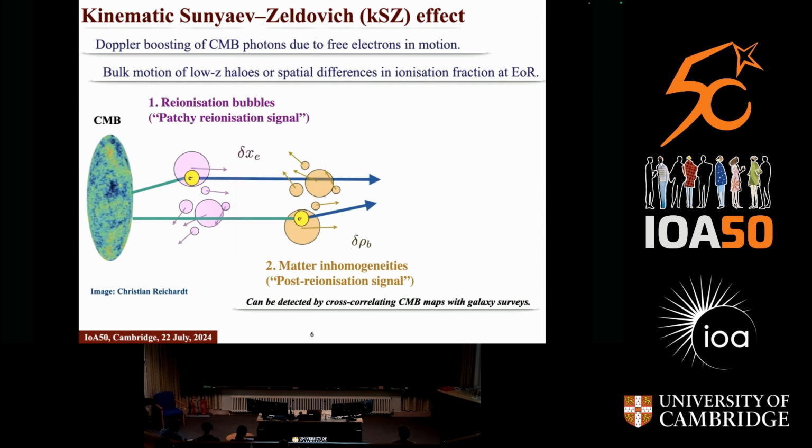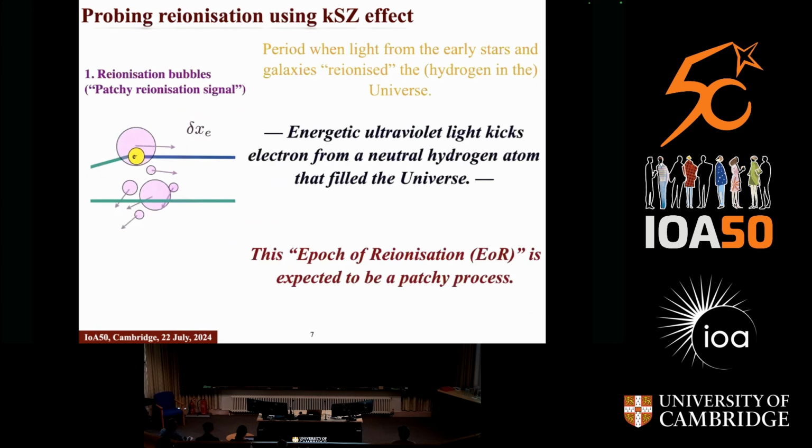This low redshift component can be easily observed by cross-correlating CMB maps with galaxy surveys. And this has been done by pretty much all the major surveys like ACT, SPT, and Planck. However, understanding this reionization signal is hard. So let me go into a little bit more detail. So what exactly are these?